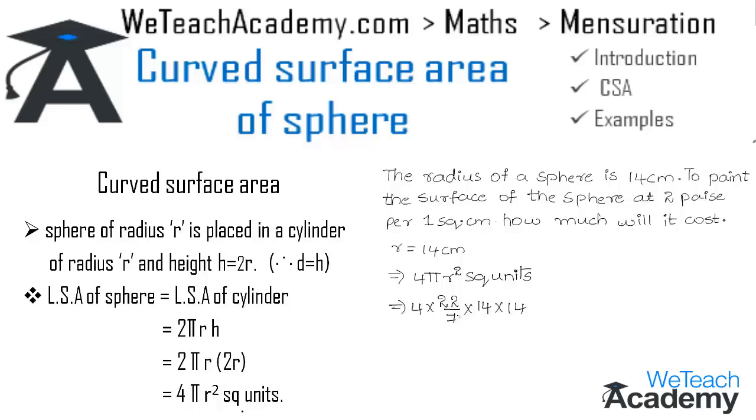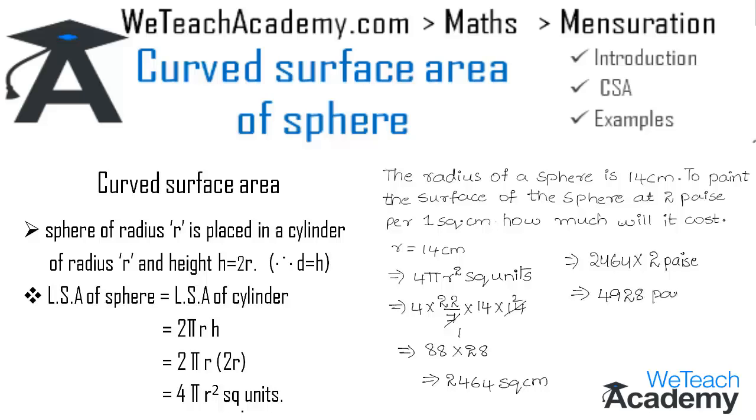And here by simplifying we get 7 one time is 7 and 7 two times is 14. Then multiplying 4 into 22 we get 88 here into 14 into 2, which is 28. So by multiplying both the terms we get the result as 2464 square centimeters. And given the surface area of the sphere costs 2 paise per 1 square centimeter, by multiplying the curved surface area by 2 paise, we get the result as 4928 paise as the cost to paint. So now let us convert into rupees.